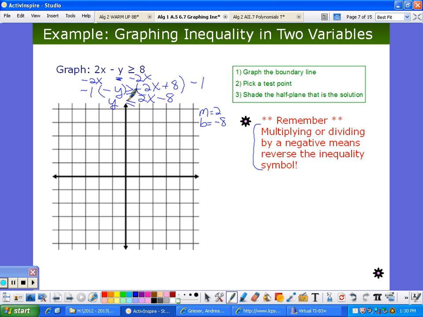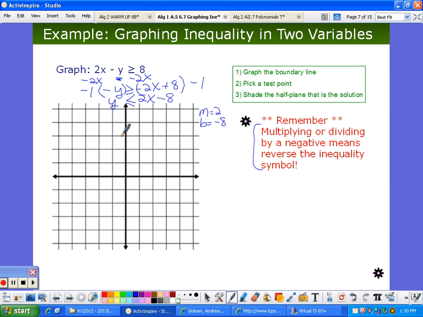Yes? So when you find the y, there's only one 8. I'm just multiplying each side. Pretend this was an equal sign, just like you would with an equation. I just have to take that extra step because it's not, to figure out if I have to turn the symbol or not.